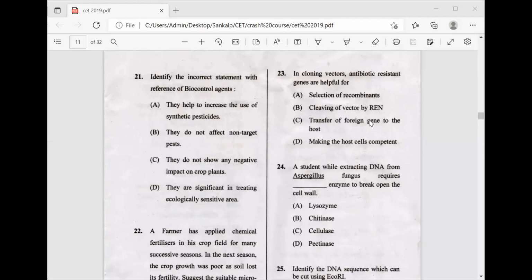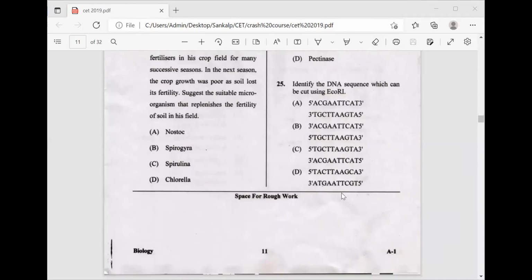Okay. Then 24th question. A student while extracting DNA from Aspergillus fungus requires dash enzyme to break open the cell wall. Lysozyme, chitinase, cellulase, pectinase. Bhairish said option B. Janvi voted as option B. Kirtana said option B. Tasmia option B. Vani KS option B. So the right answer here is option B, that is chitinase, because the fungal cell wall is made up of chitin.